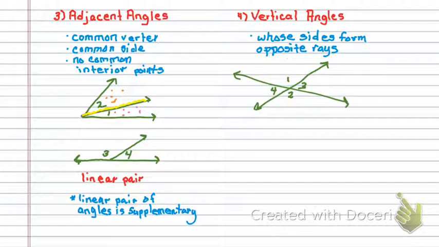Vertical angles, I say, live across from each other. For example, angle 1 and angle 2 would be a pair of vertical angles. Angle 3 and angle 4 would be the other pair of vertical angles.